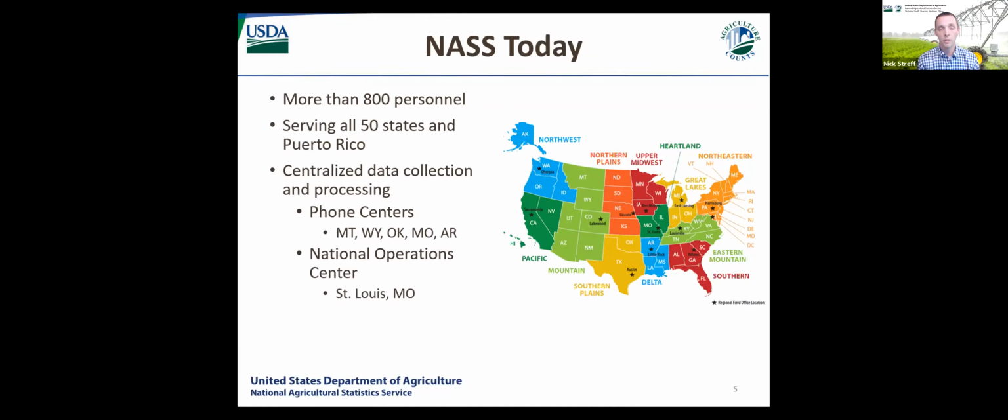So the numbers, when they first come out or when they're first looked at, they're looked at by a local group of statisticians or analysts before they're sent into our headquarters office for a second level review. Something to also note, we do have phone centers in Montana, Wyoming, Oklahoma, Missouri, and Arkansas, because we collect most of our data via the phone. So for the Northern Plains, the Montana, Wyoming data center do the majority of our calling.